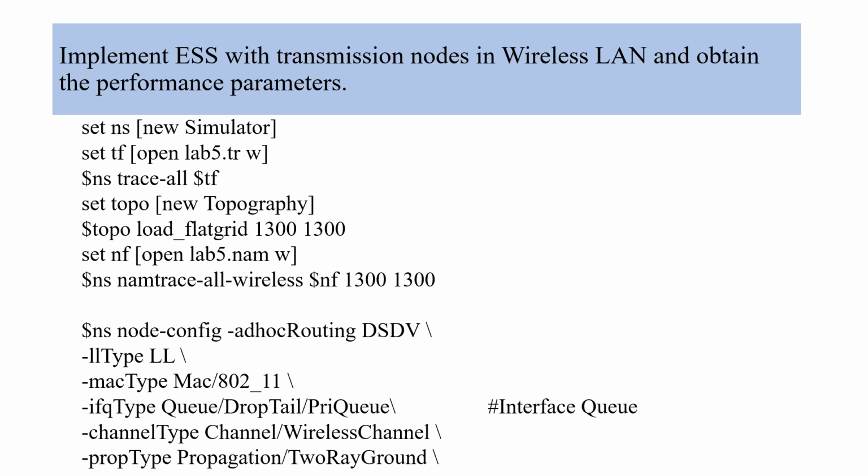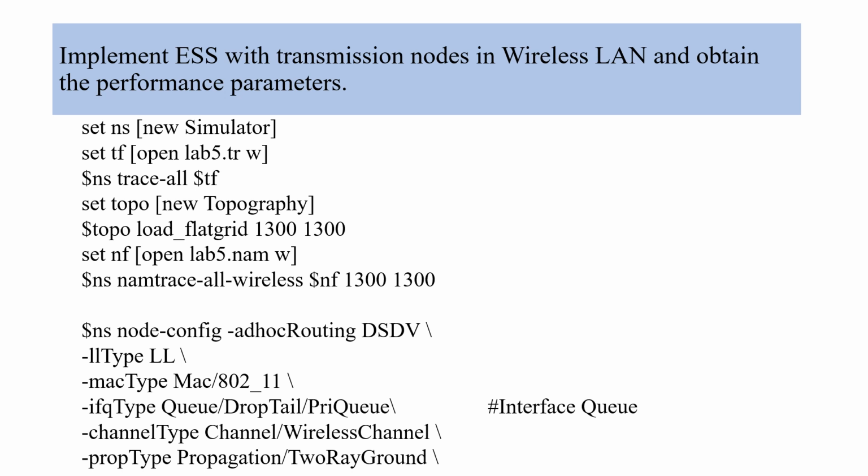Here in this program, you're going to set a topography. Before going inside the program, all these words are very common for you. Transmission nodes: you will have different nodes which transmit from one end to the other end. You will have wireless LAN, that is a LAN connected without any wired connection. It is not connected through any cable; it is wirelessly connected. So what is ESS? ESS is what you will call the extended service set.